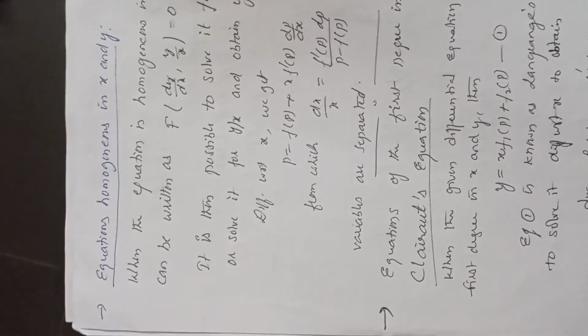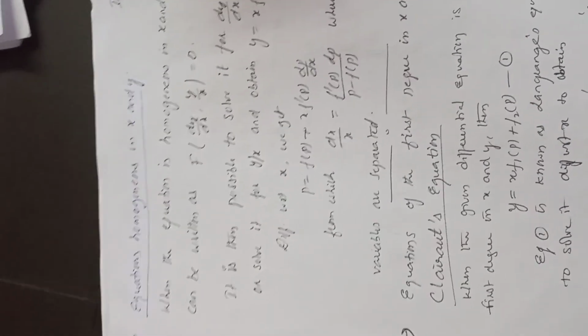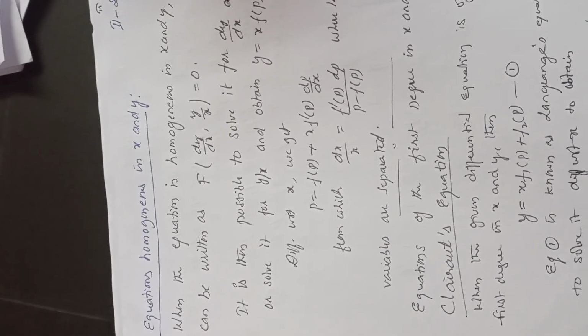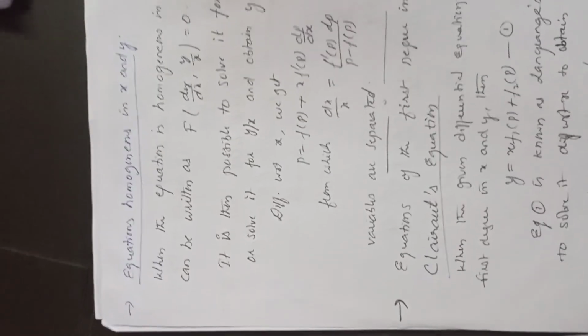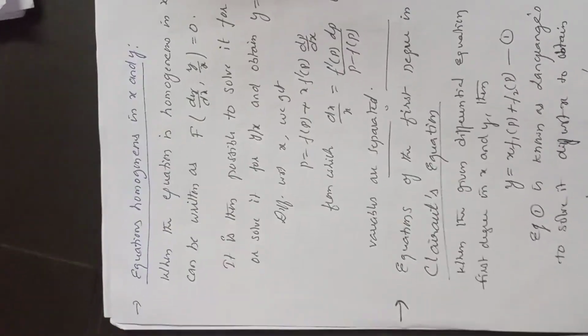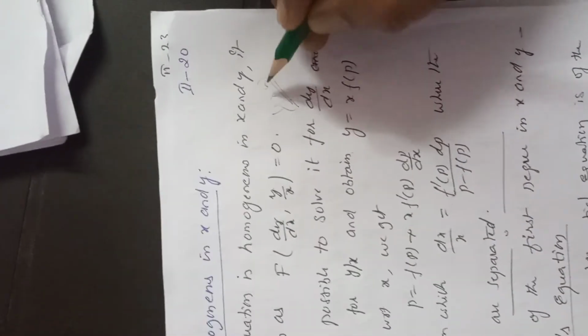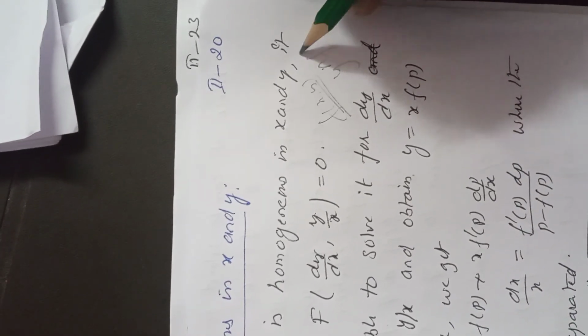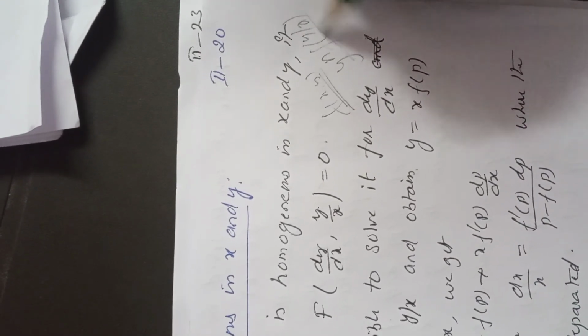Equation is homogeneous in x and y means, if the given differential equation contains terms, then the sum of the degrees of the variables x and y in each and every term is the same. Or it can be expressed as y to the power n into f of y by x. Suppose f of x comma y is a function. This is said to be homogeneous if it can be written as y to the power of n times f of y by x.